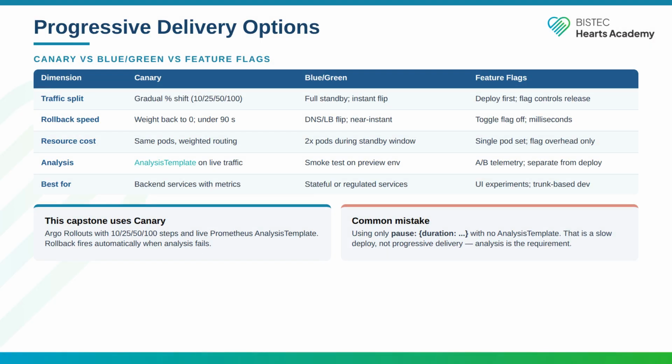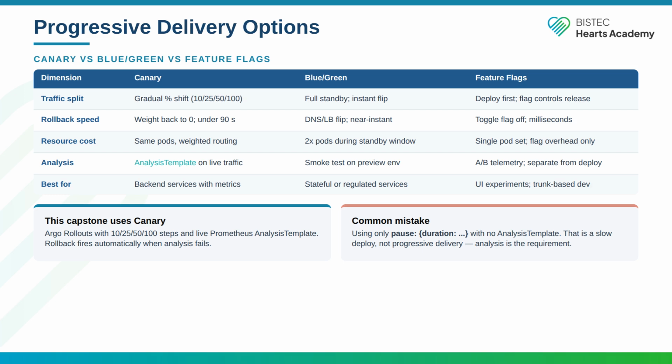Progressive delivery is the practice of shifting traffic gradually from an old version to a new one, with automated evaluation at each step. There are 3 main strategies, and they solve different problems. Canary deployment sends a small percentage of real traffic to the new version, typically 10%, then 25, then 50, then 100. At each step, an analysis template evaluates live metrics. If analysis passes, the rollout promotes. If it fails, traffic reverts to the stable version automatically.